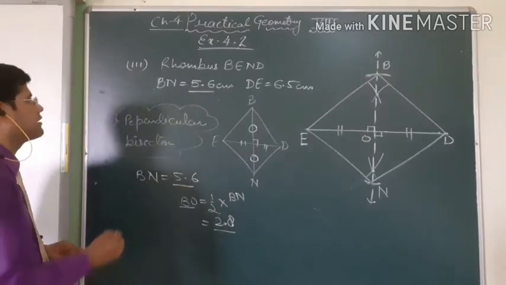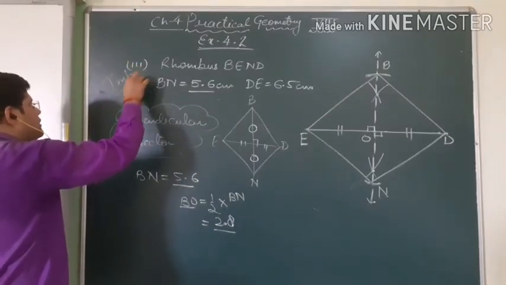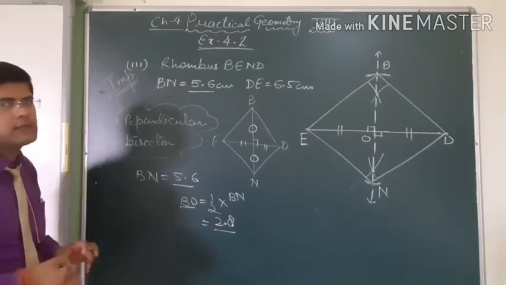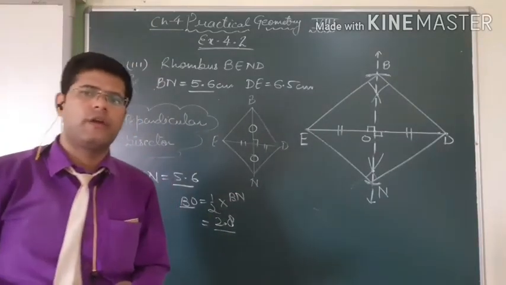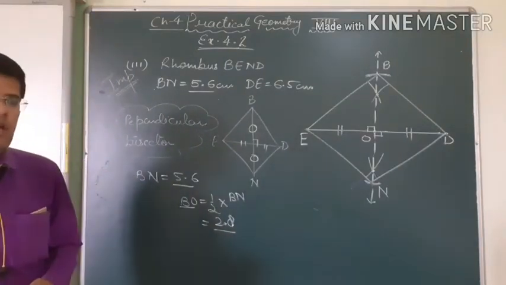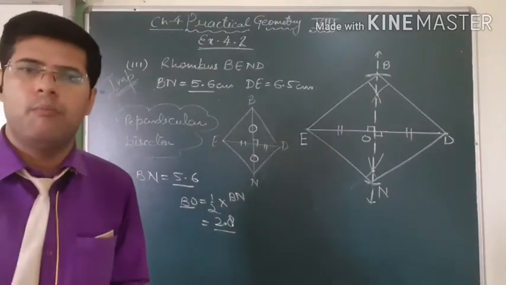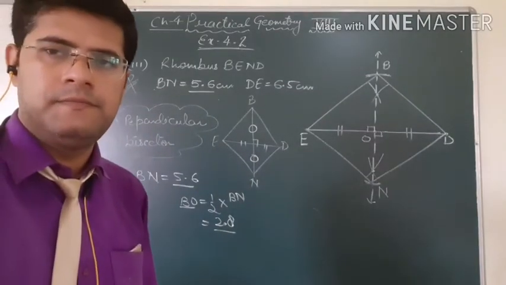where two diagonals are given, and this one is an important portion. Most of the students of class 9, even in class 10th, do not know how the perpendicular bisector is used in a rhombus. So here we have done this sum. Now move to another exercise.